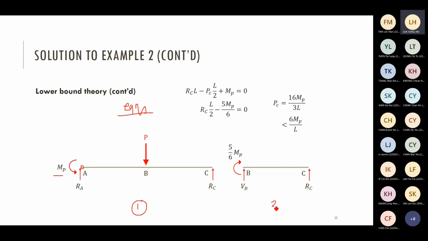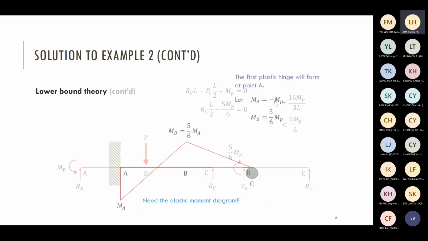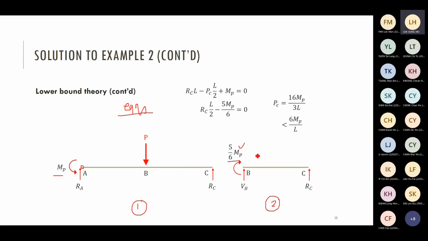The right-hand side picture shows you the force diagram only at portion BC. At this point, the moment is equal to 5/6 MP according to the previous page. We know the moment at this point. And then we have shear force at point B. We have reaction at point C. So at this time, you can set up moment equilibrium, and you can also set up force equilibrium. Combine the two equations, you can find out RC, the reaction, and also you can find out PC, the collapse load.